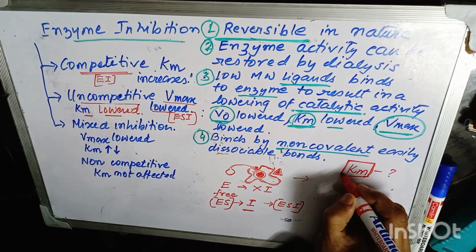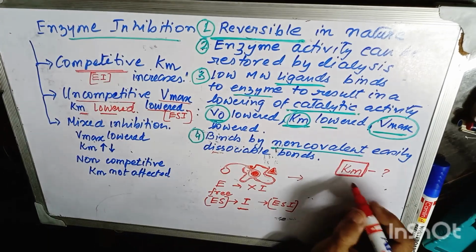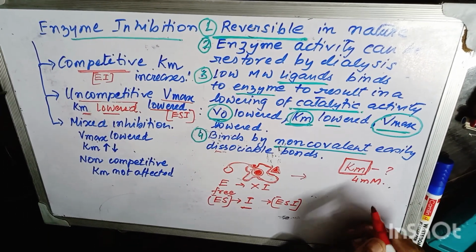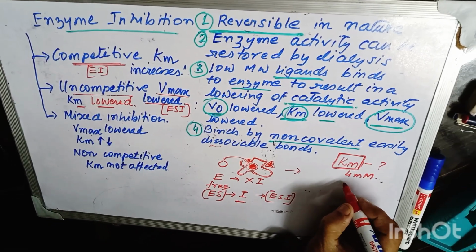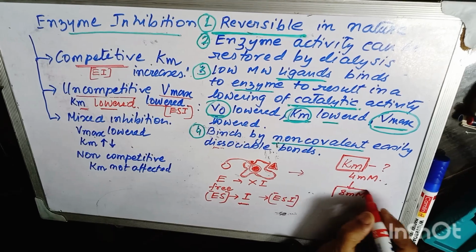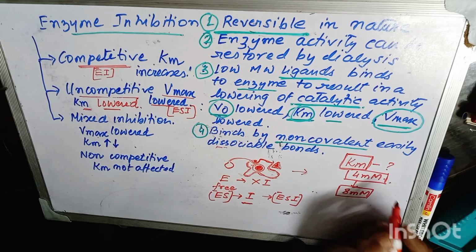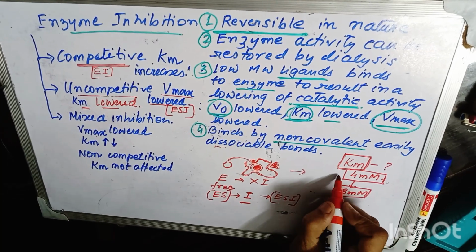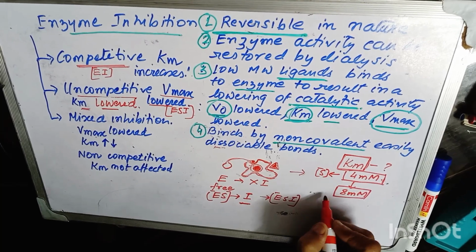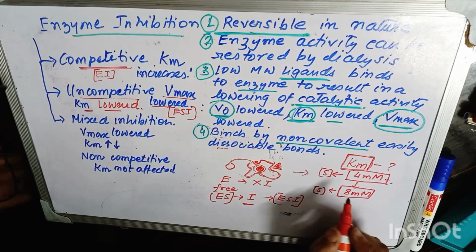Km is a measure of substrate affinity. Say Km has a value of 4 millimole, and now it has increased to 8 millimole. Km is the substrate concentration at which half Vmax is attained. So at 4 millimole of substrate, half Vmax is attained. At 8 millimole of substrate, half Vmax is attained.